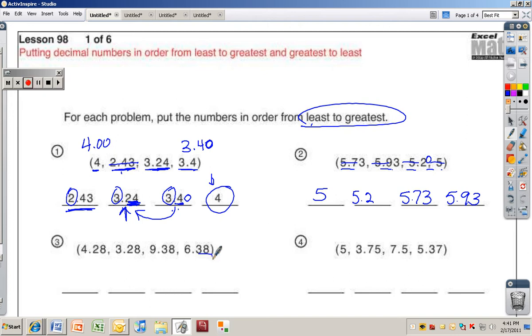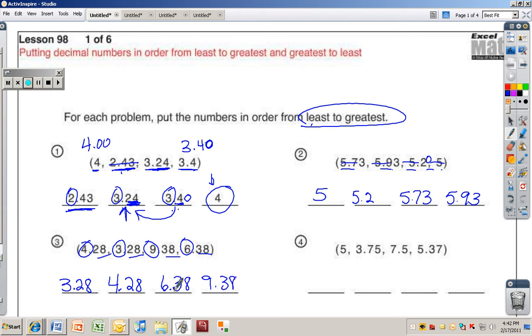Okay, all of these already have 2 digits after the decimal point, and if you look at the ones place, they're different on all of these. So the smallest number is going to be 3.28, just because of that ones place, and then 4.28 is the next biggest, and 6.38, and then 9.38 as the largest one.